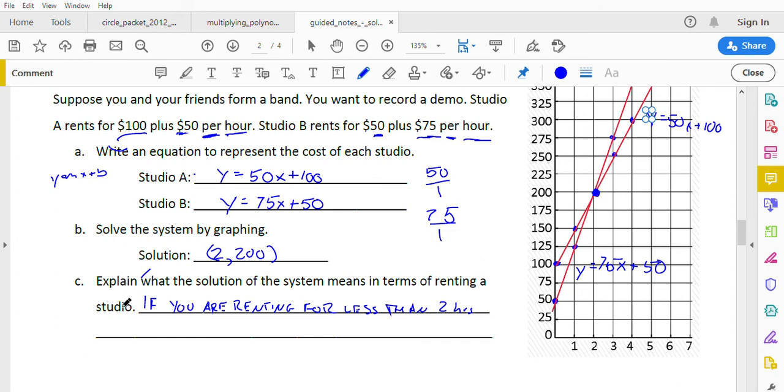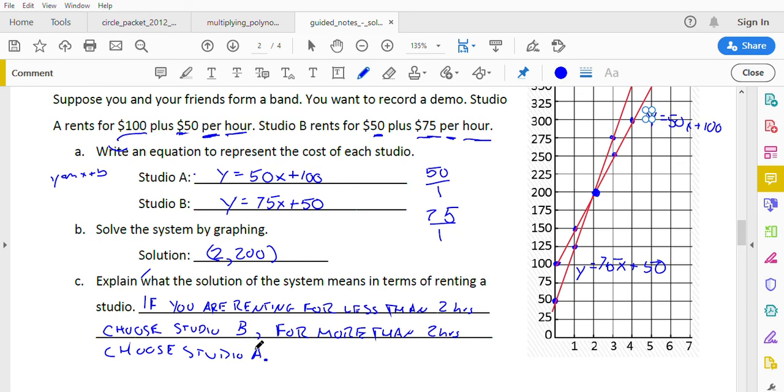So if you're renting for less than 2 hours, choose Studio B, right? Studio B. For more than 2 hours, choose Studio A, okay? And if you're going for exactly 2 hours, it doesn't matter because you're going to pay $200 either way.